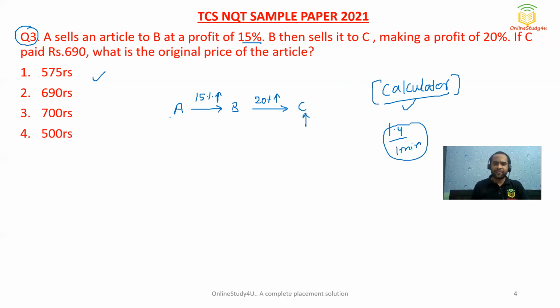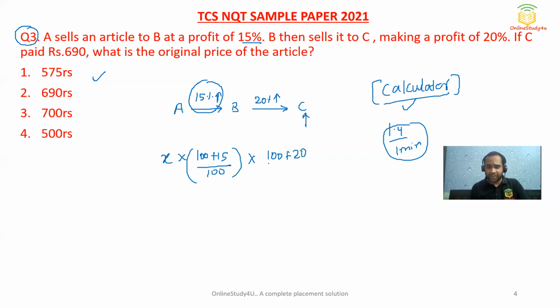Suppose A bought it for X rupees. I will tell you a very simple funda of percentage. If it is 15% more, then bhaiya, add it to 100 and divide by 100. That's all, nothing else you have to do. So A sold it to B at 15% profit, so 100 plus 15. Then B is selling to C at 20% profit. If there is any kind of profit, write it in your mind: add it to 100 and divide by 100. That is the basic rule.